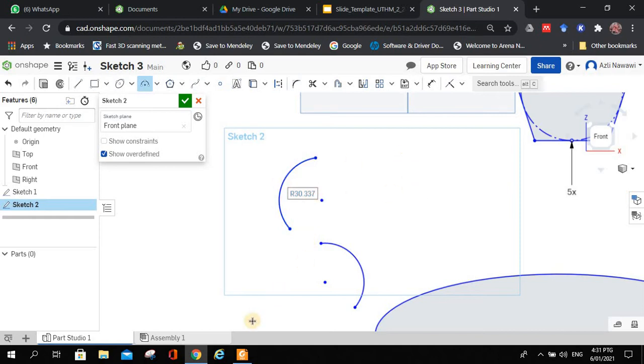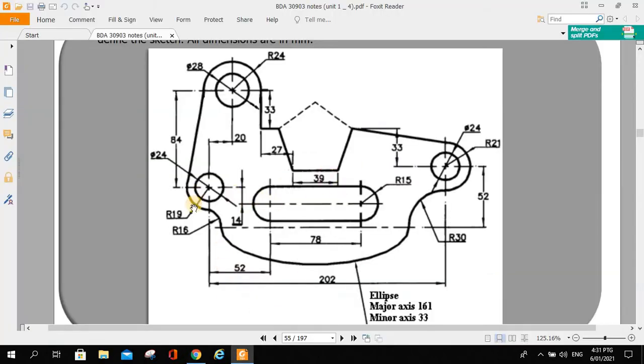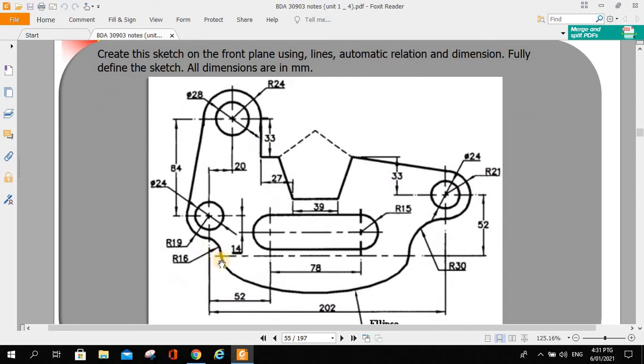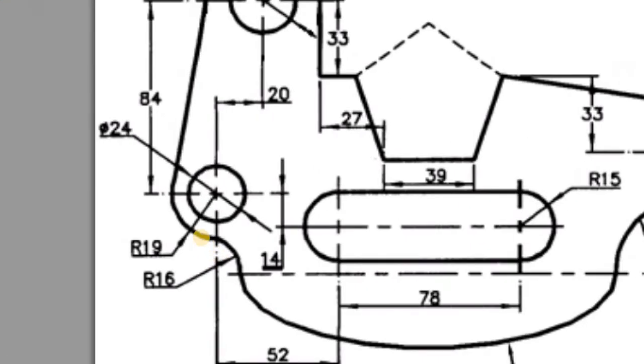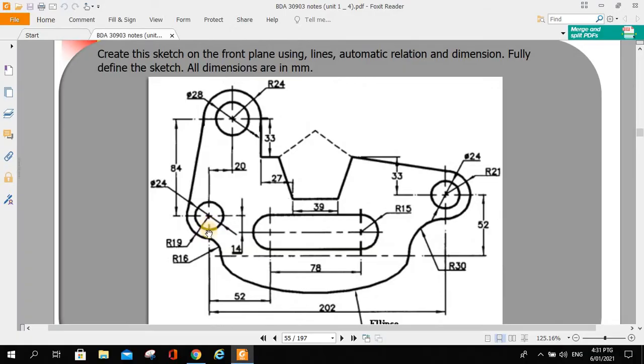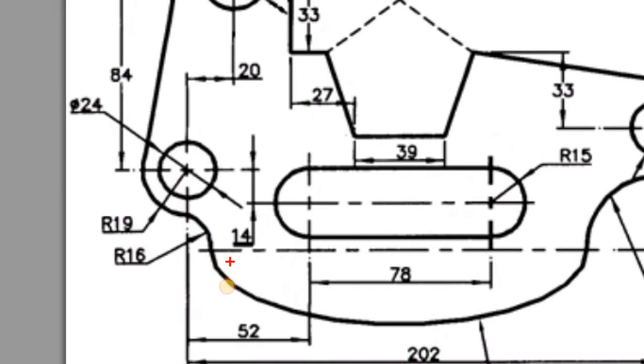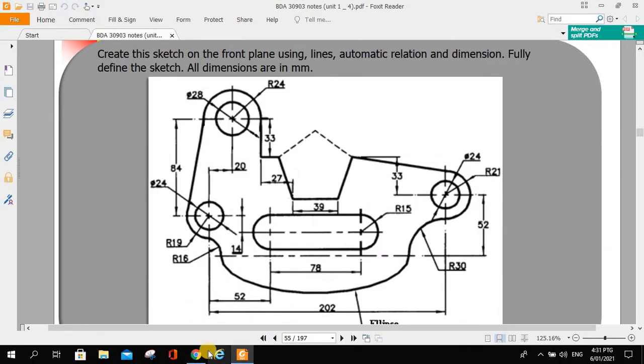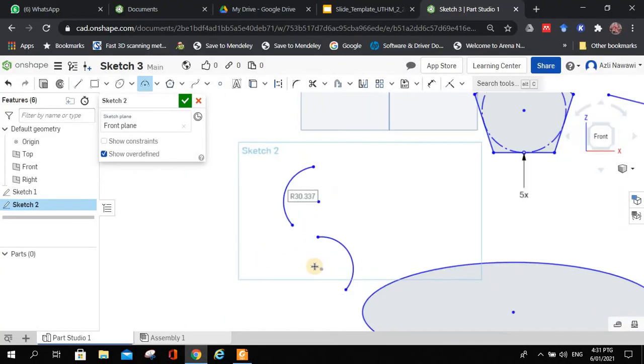Simple. And then you're going to have a circle. 1 arc, 2 arc, maybe this is an arc too. Oh, you have 3 arcs already. You can take a circle or an arc, it's up to you. This one is R19. So 1 arc, 2 arc, and the third arc here.